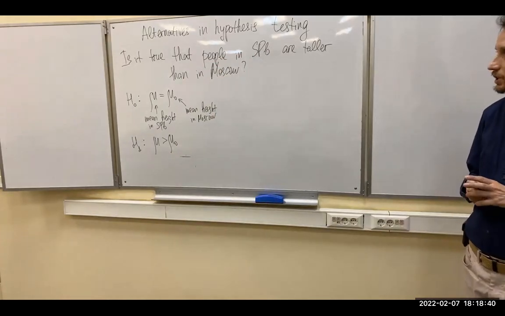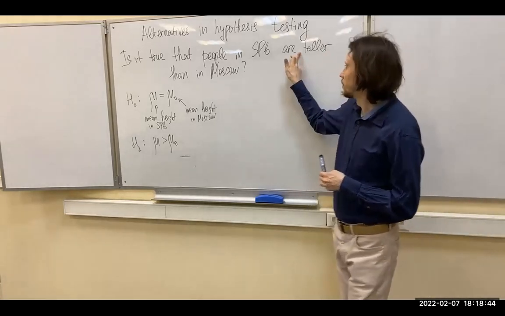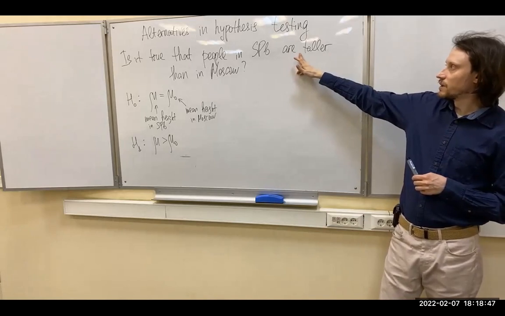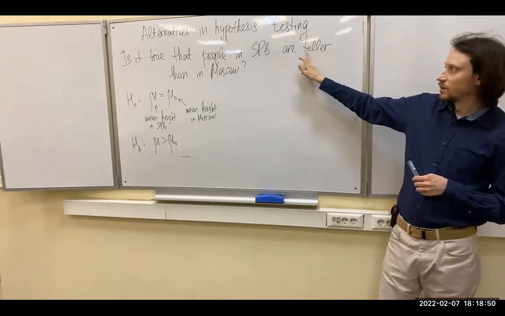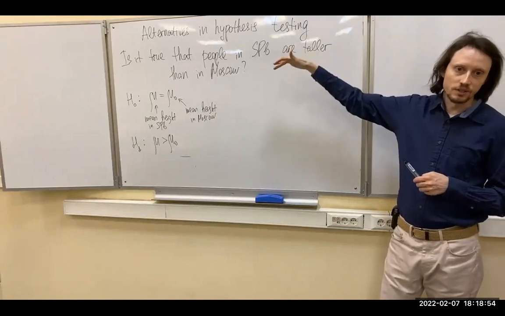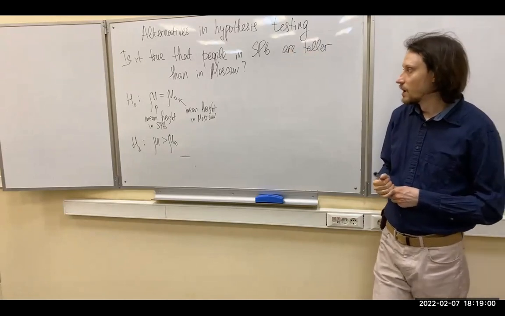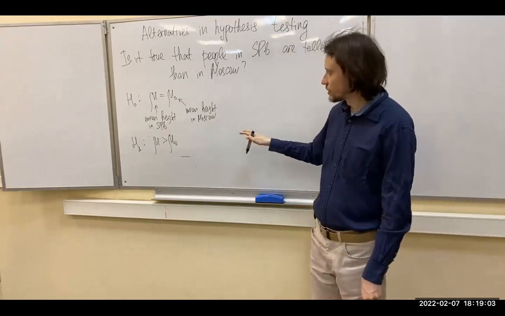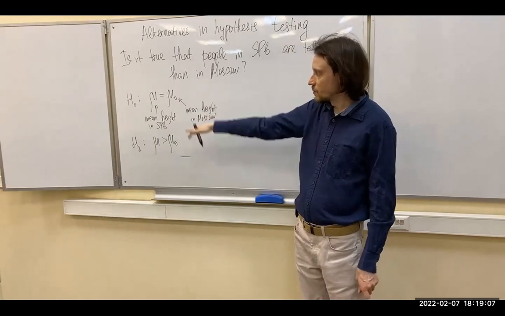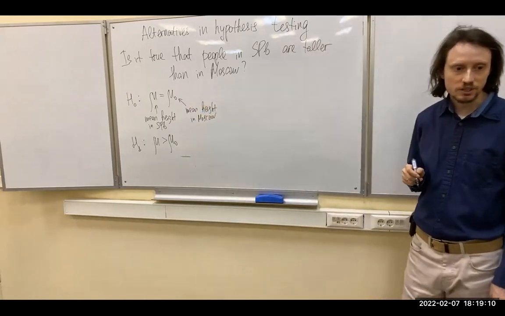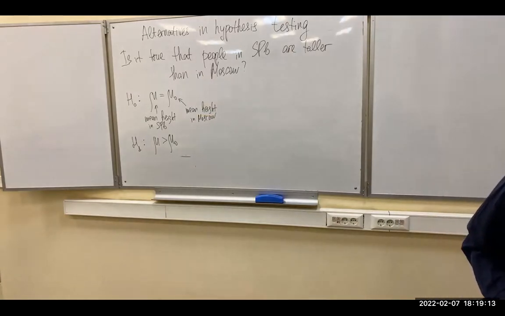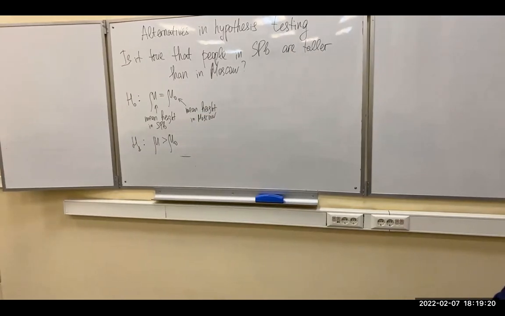What if we are not interested only in the case when people are taller in St. Petersburg, and we are not interested in the opposite case? What happens if we consider different questions? First of all, let us discuss what happens with this statistical hypothesis testing framework if we have data that is not in good agreement with this alternative.